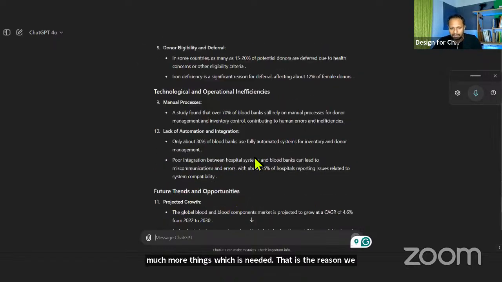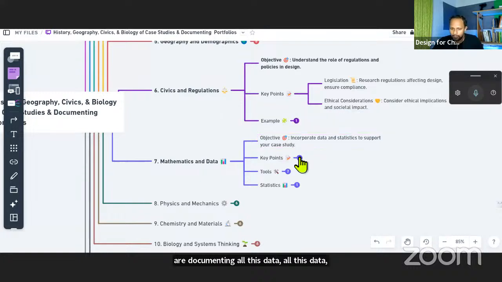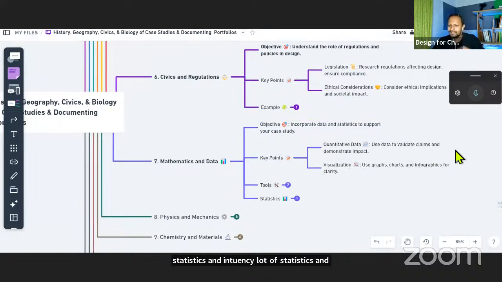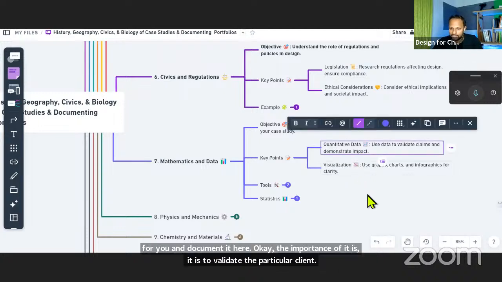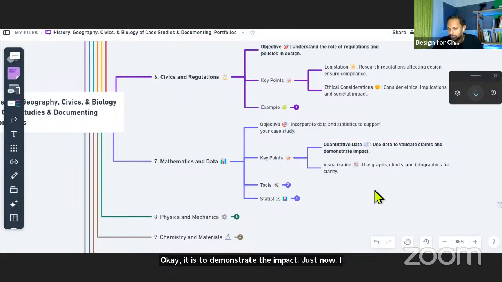See, a lot of statistics and information is coming. So you find out what is relevant for you and document it here. Okay, the importance of it is to validate the particular claim. Okay, it is to demonstrate the impact. Just now I showed you what the impact is, what it's creating. So the quantitative data and the qualitative data, whatever you're collecting, is very important.